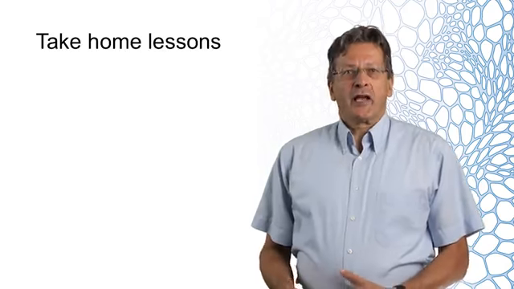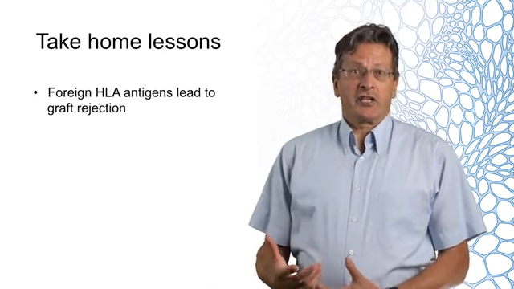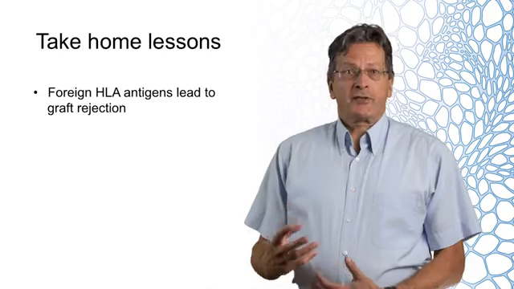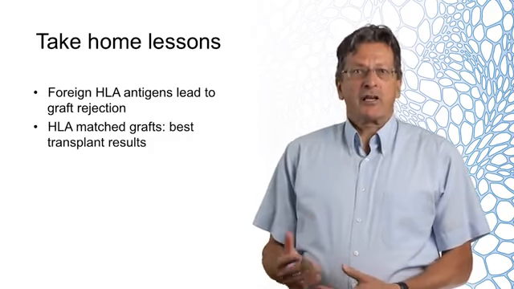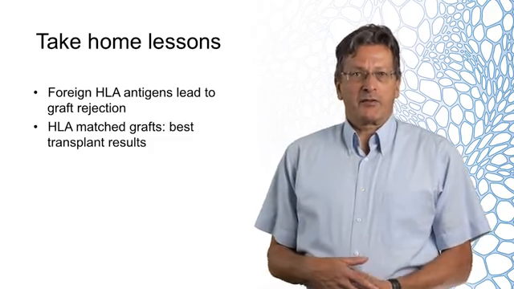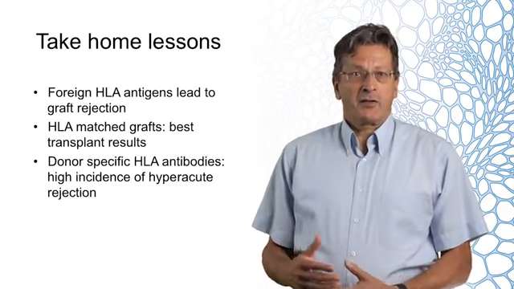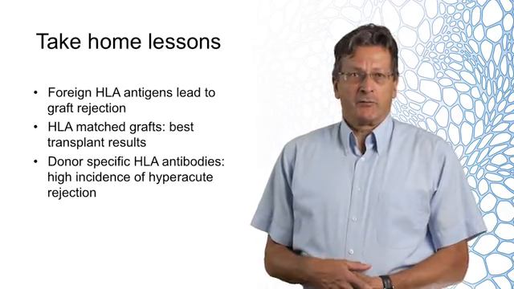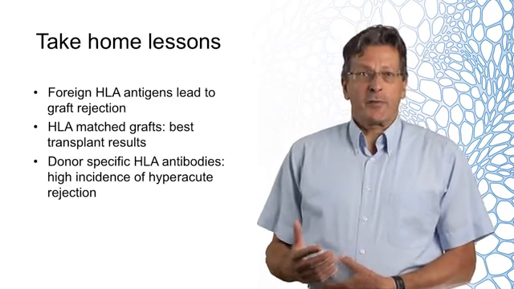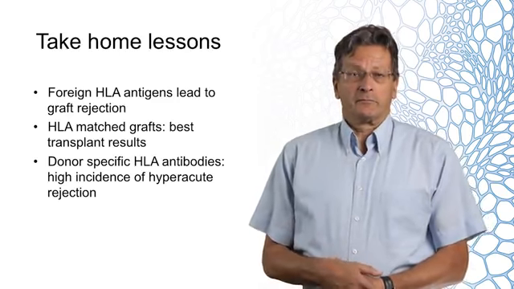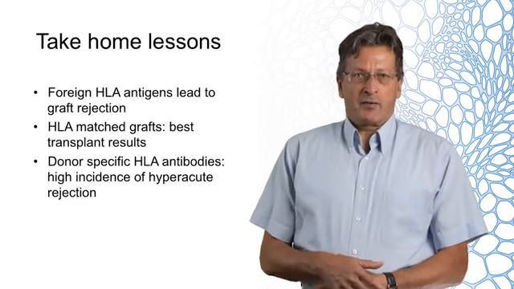We have seen that foreign HLA antigens are the most important targets of the immune response leading to graft rejection, and that the best transplant results are obtained with HLA-matched grafts. Thirdly, we have seen that transplantation in the presence of donor-specific HLA antibodies is associated with a high incidence of hyperacute rejection. In addition, now you are familiar with the principles of cross-matching and antibody screening. In the next lecture, important aspects for patient selection will be discussed.